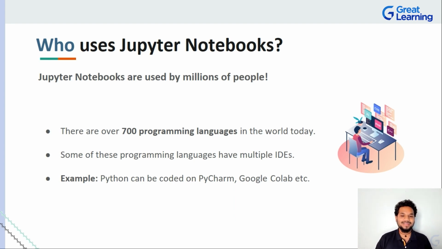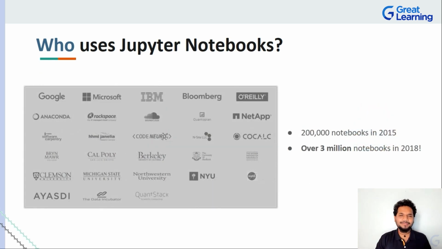In today's world, there are somewhere around 700 programming languages in total. And some of these programming languages have not just one integrated development environment, as in IDE, but multiple IDEs. Think about Python itself, ladies and gentlemen. You can write Python code in PyCharm, in Google Colab, in Jupyter Notebook, in multiple different places with multiple different user interfaces, which are eventually doing the same thing or solving the problem, but offering different amounts of efficiency. So if you're curious about where these millions and millions of people are actually fitting in, I think we have to understand this by first looking at the growth of Jupyter Notebook, right?